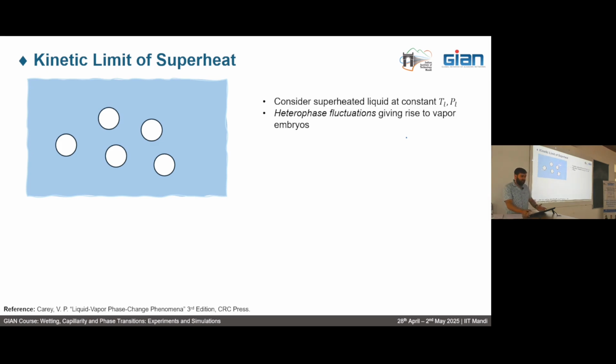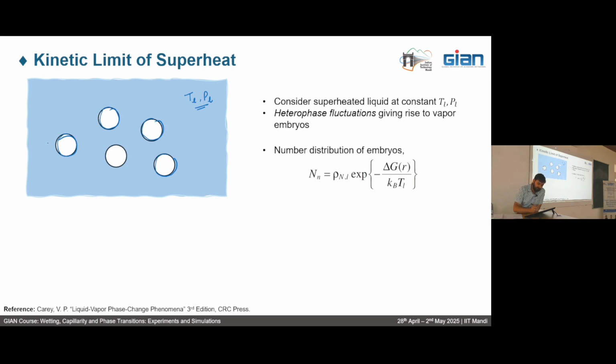So let us consider again a superheated liquid. This is a superheated liquid at temperature TL and pressure PL here, and we assume that the fluctuations occur so fast that they reduce the density of the metastable liquid, and then we observe the formation of these bubble embryos. They can be of different sizes, having different numbers of molecules, but these embryos are formed because of the heterophase fluctuations. Now if we have to give the size distribution of these vapor embryo bubbles, of course it will be a function of Gibbs free energy.